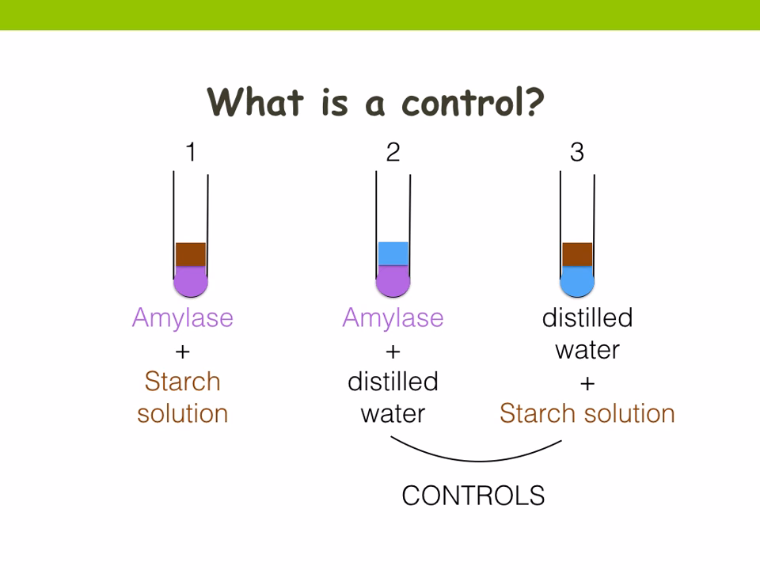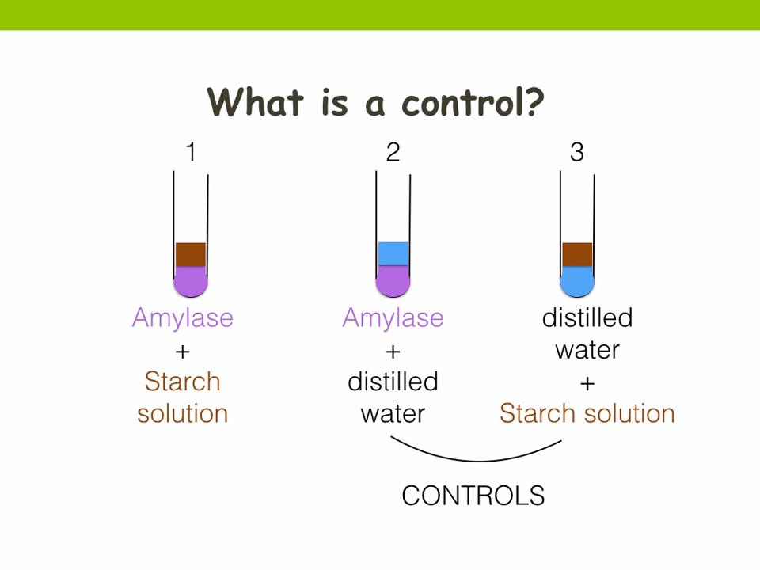And then finally, what is a control? Well, a control is used to make sure that no other factor is influencing your results. Only the independent variable is having the desired effect. For example, if you want to know if temperature has an effect on amylase digesting starch, you would set up 3 test tubes. So the first test tube would be your amylase and starch solution, and you would vary the temperature. Then your second test tube and your third test tube are your controls.